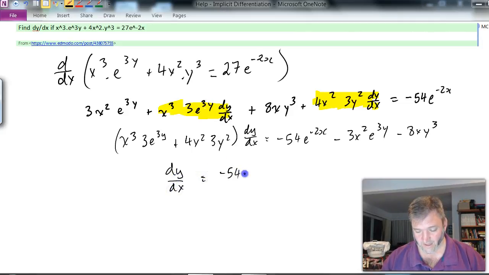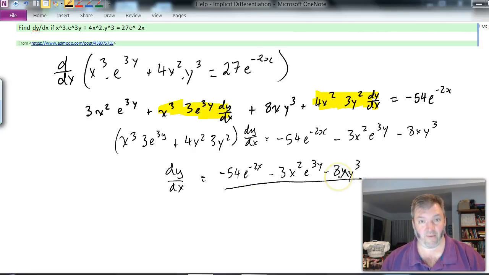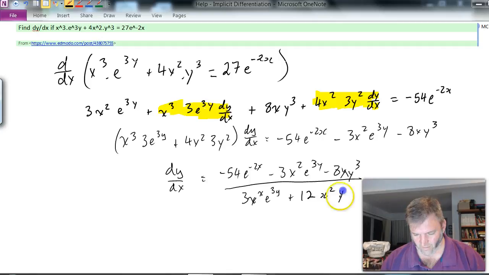Negative 54 e to the negative 2x minus 3x squared e to the 3y minus 8xy cubed. When I don't look at what I'm writing, it does get a bit messy. Maybe I'll get better at it. And we're dividing by that coefficient of the dy/dx, which is, let's make it look a little bit nicer, 3x cubed e to the 3y plus 4x squared by 3y squared. Oh, why didn't I make it 12? What was I thinking? 3 4s are 12, x squared y cubed.